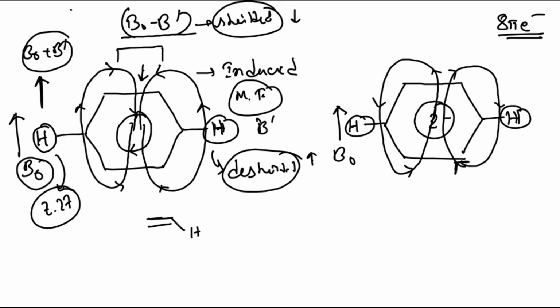Those protons which are situated in the periphery of this anti-aromatic compound will feel a lesser magnetic field, which will be B0 minus B prime, where B prime is the magnitude of the induced magnetic field. But if any protons are situated in this zone, they will feel a magnetic field which is B0 plus B prime, because of this resultant effect. This is opposing B0, but this is along with B0. So these protons in the anti-aromatic compound will be shielded.